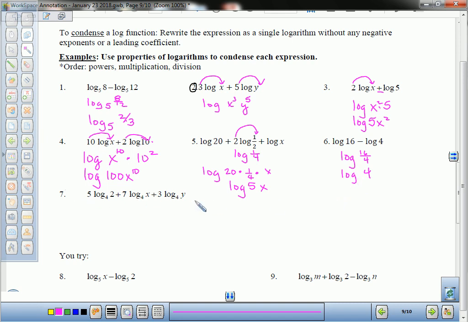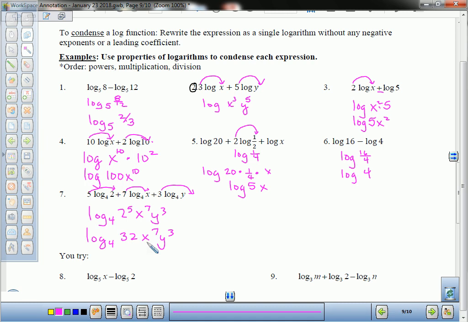All right, this one has a whole bunch of stuff. So this becomes a power, a power, a power, and this one's straight out multiplication. So plus plus becomes times times. So it becomes log base 4 of 2 to the 5th, x to the 7th, y to the 3rd. What is 2 to the 5th? It is 32. So it becomes 32, x to the 7th, y to the 3rd.